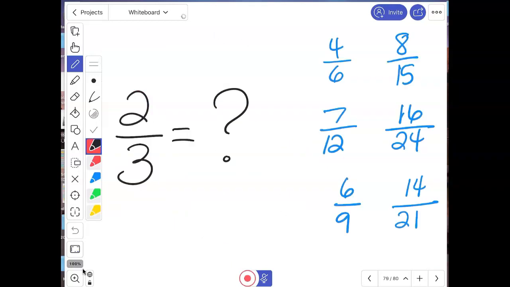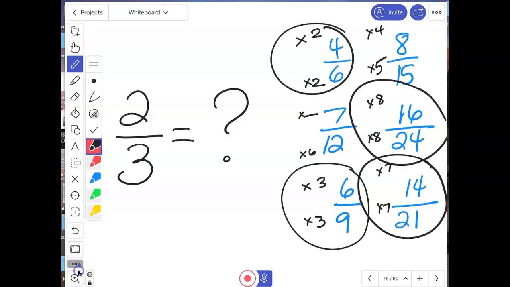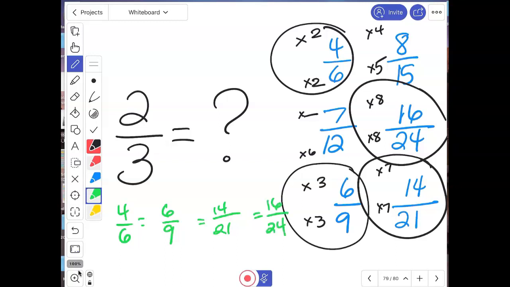Okay, let's look at this one. I want you to pause. I want you to test these out, and then I want you to come back here, unpause, and check your work, and I'll have the right ones marked for you. So here's what I determined while you were working. 2/3 is equivalent to 4/6, which is also equivalent to 6/9. It's also equivalent to 14/21, and it is also equivalent to 16/24.